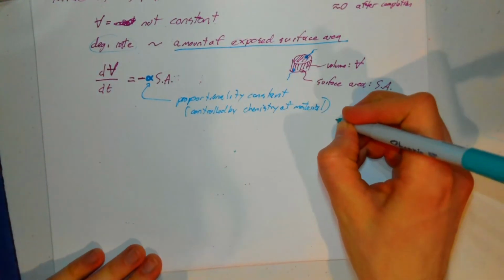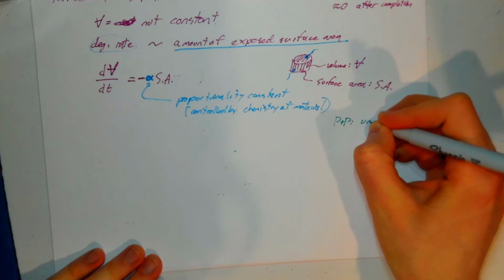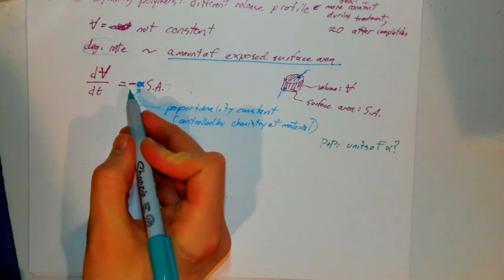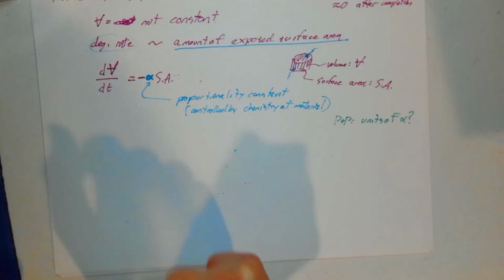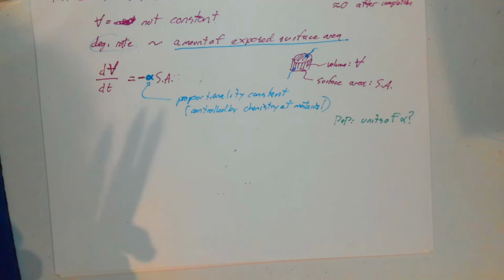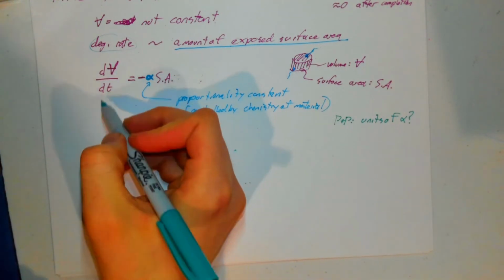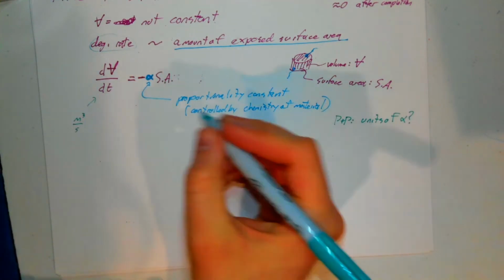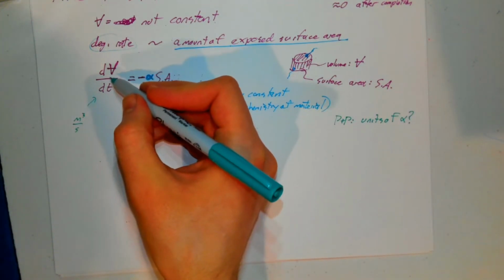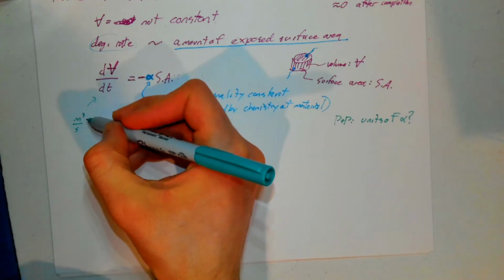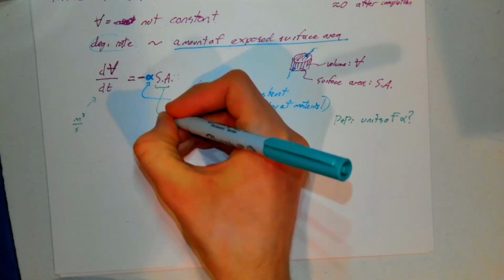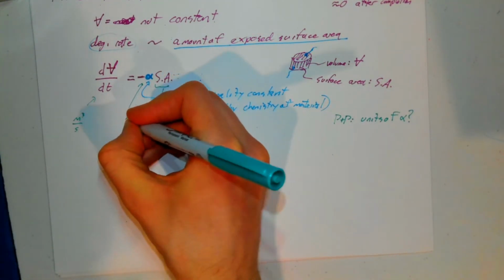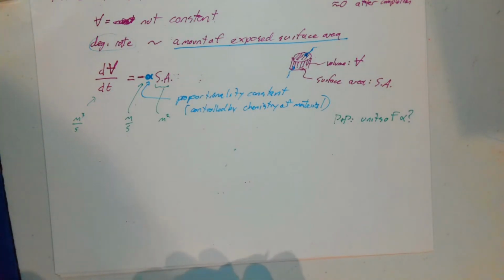So take a moment now, pause and ponder. What are the units of this proportionality constant alpha in order to have both sides of the equation have the same units? Well, dV/dt has to have cubic meters per second, right? Volume is in cubic meters, so the time rate of change of that is cubic meters per second. The surface area has units of meters squared. So alpha has to have units of meters per second.